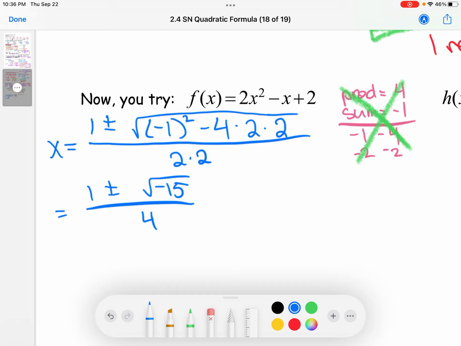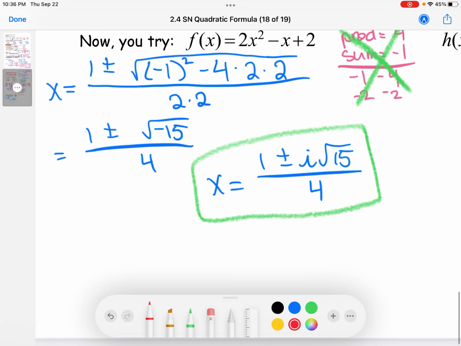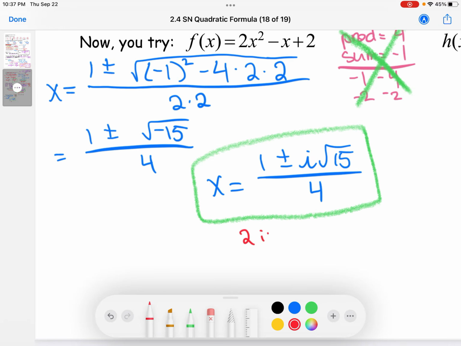Okay, that negative 15, we need to factor out the negative 1. And 15 does not have any perfect square factors. So x will equal 1 plus or minus i square root of 15 all over 4. This is 2 solutions. They're both imaginary. 2 imaginary solutions.